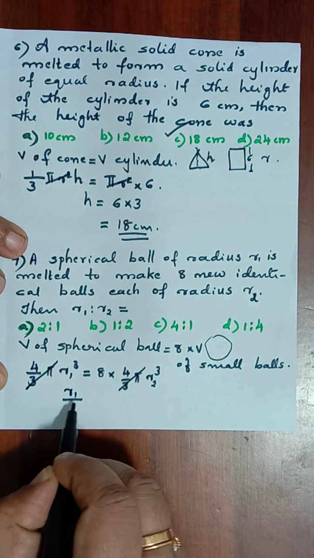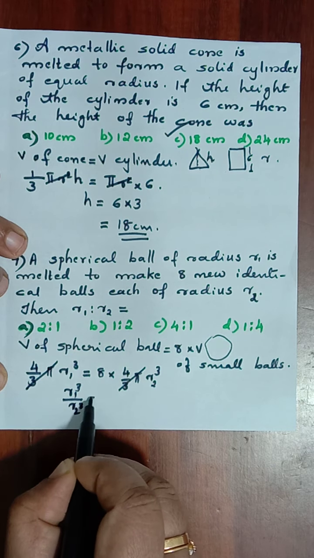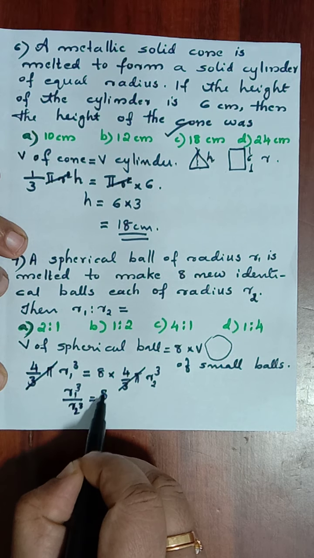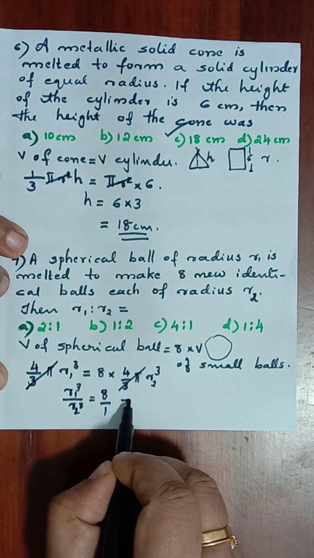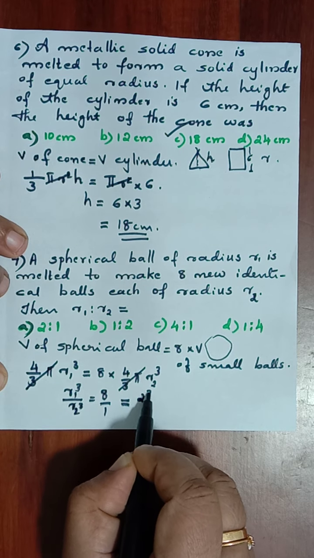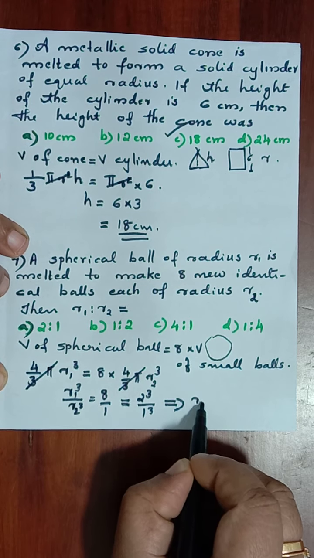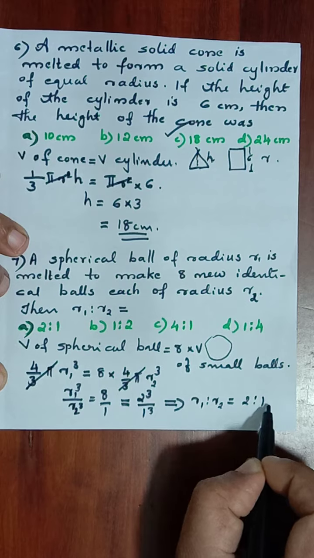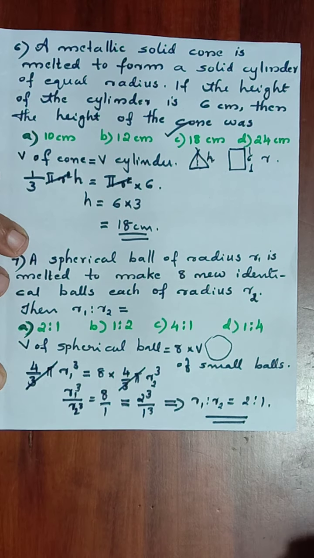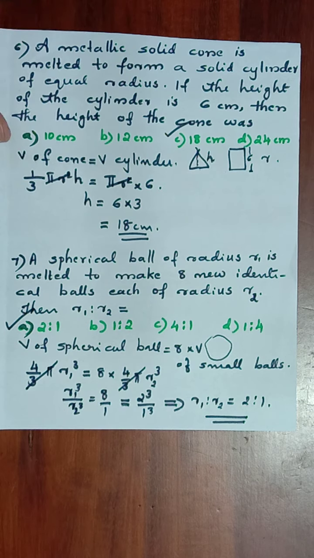So let us have ratio r1 is to r2. They asked r1 by r2. It's cube ratio we are getting. That is equal to 8. Here we have 8 is actually 8 by 1. Isn't it a cube number? 2 cube by 1 cube. This implies r1 is to r2 is equal to 2 is to 1. That is A.